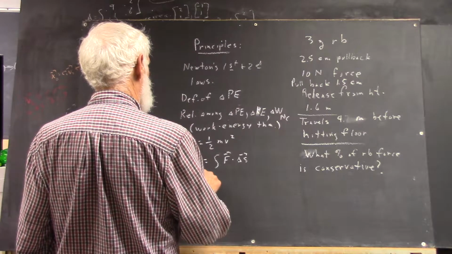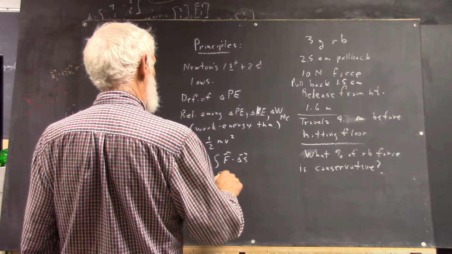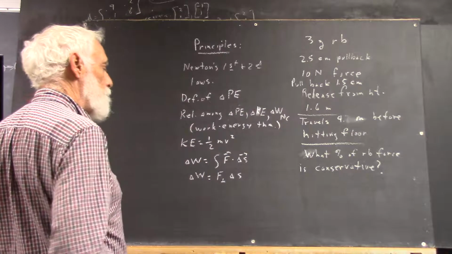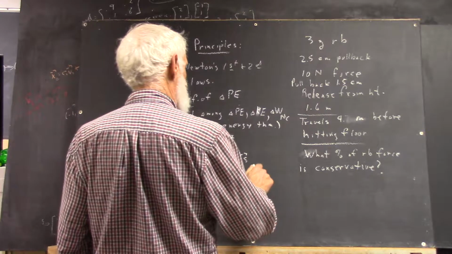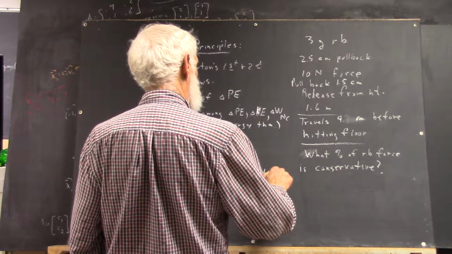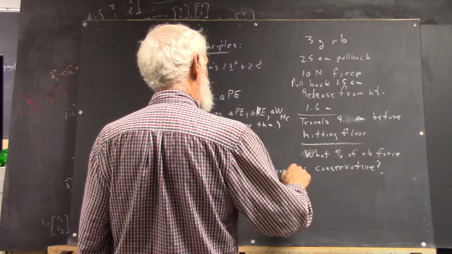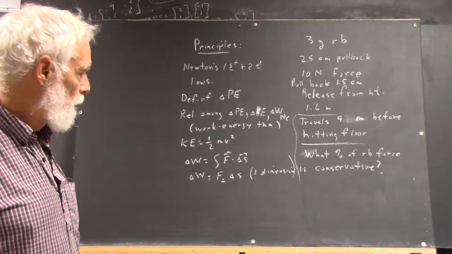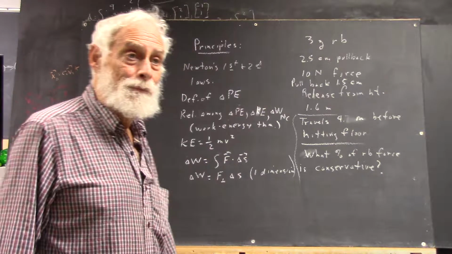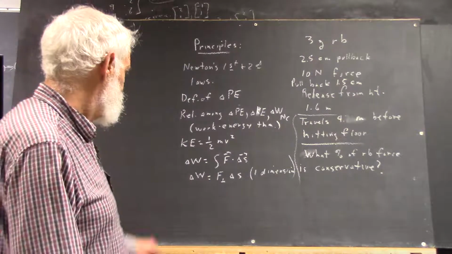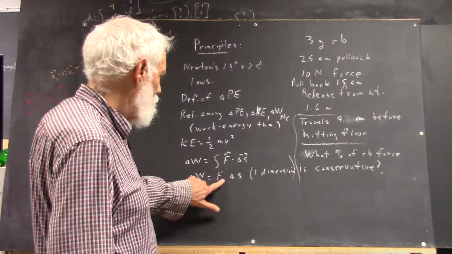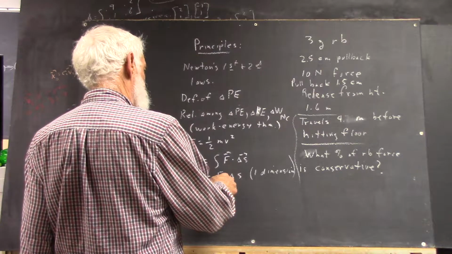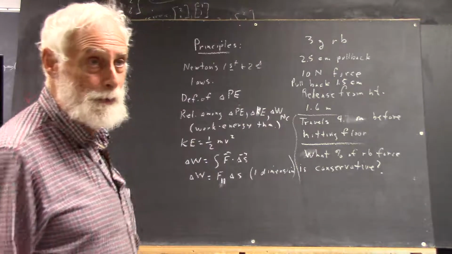I'll also say that work is F perpendicular times your delta S in one dimension, which takes care of your dot product if you're in one dimension. And it's, yeah, I hope I haven't been writing F perpendicular. It's F parallel times delta S. F perpendicular does no work.